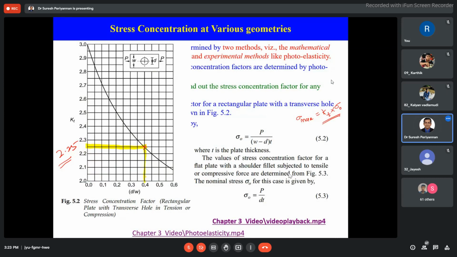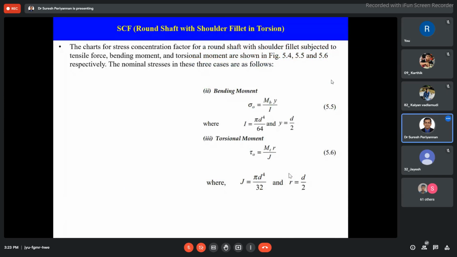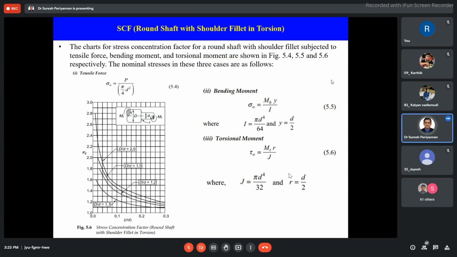Now I come to the next condition. We are going to see the flat plate with the fillet in tension and compression, then the round bar with the fillet in tension, bending and torsion. We are going to see each one separately. This is the general equation that I have shown here. Based on the tensile force, bending moment and torsion moment, we are going to see how the stress concentration factor varies.